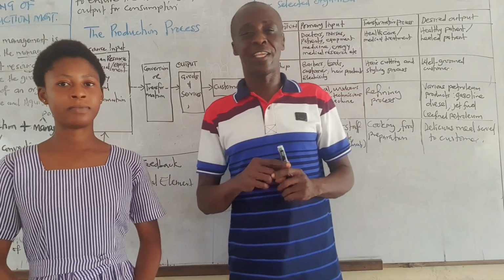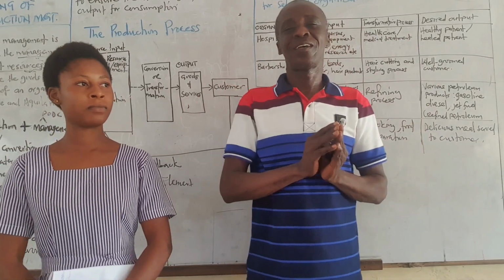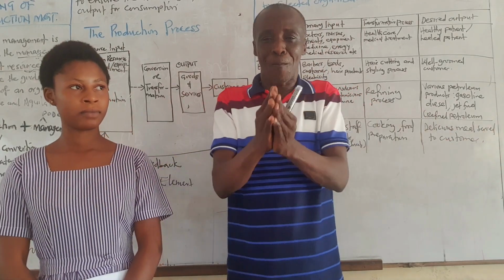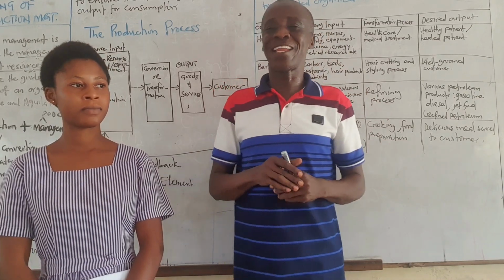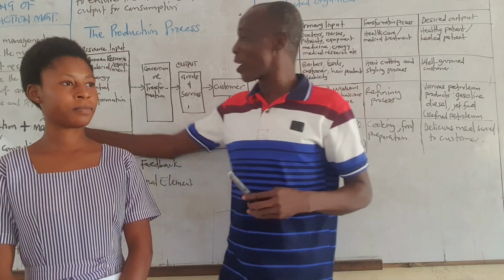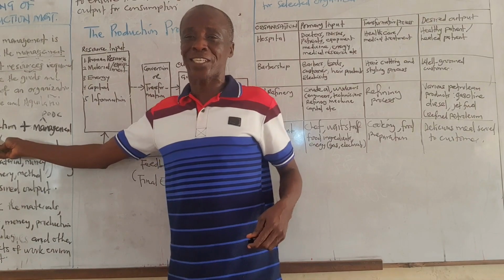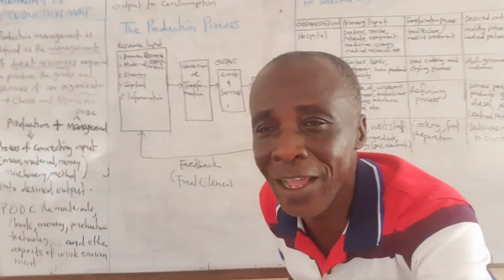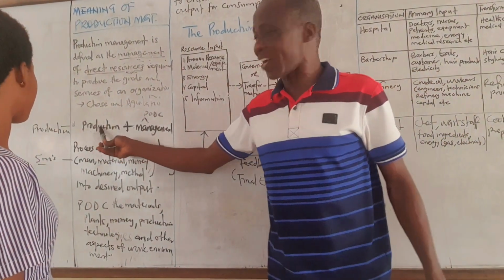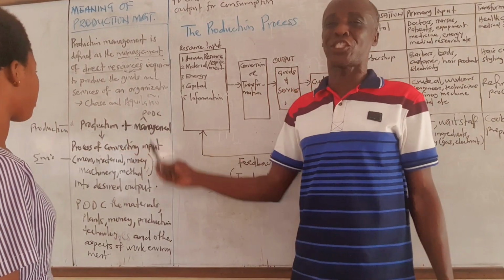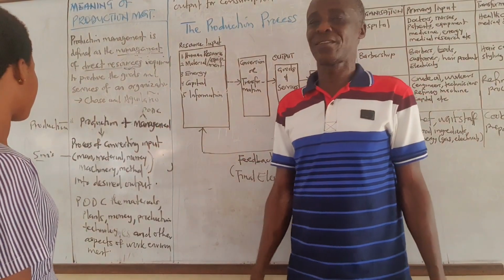So when you look at the other definition, some people will define production, and then they will define management, and combine the two. That is what she's going to do. Now let's look at it here. There is production, so it is production plus management. And then the management has planning, organizing, directing, and controlling.